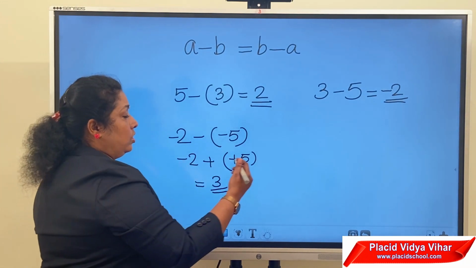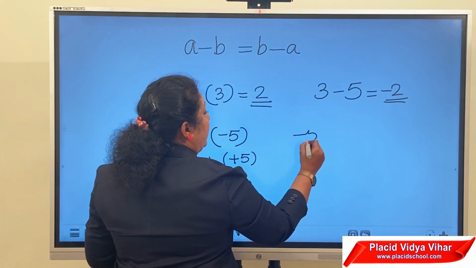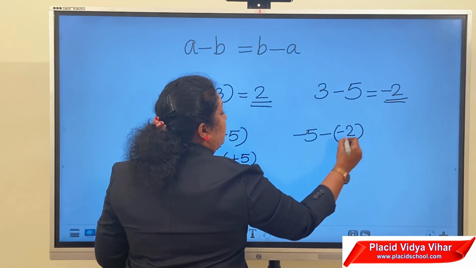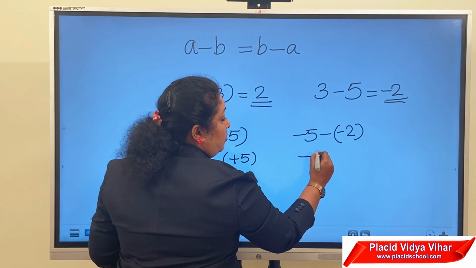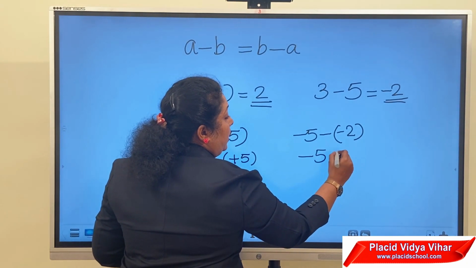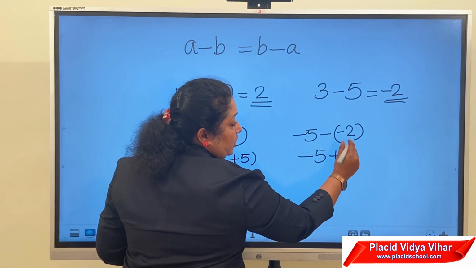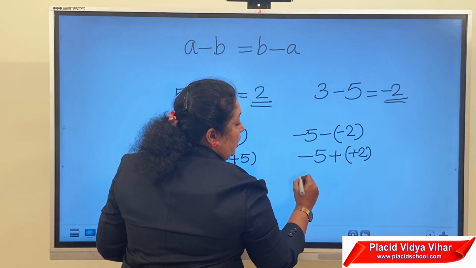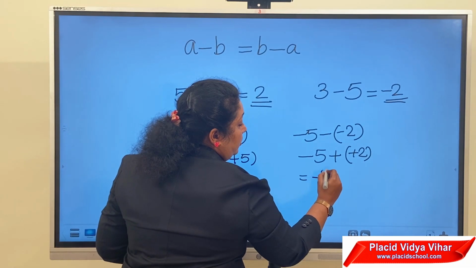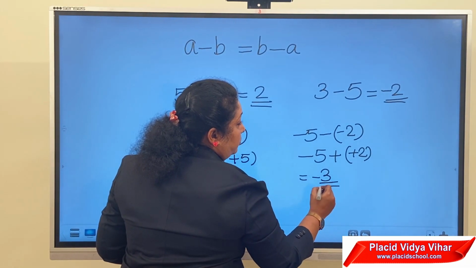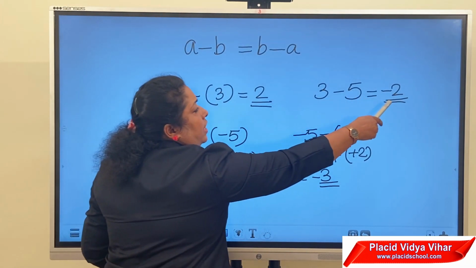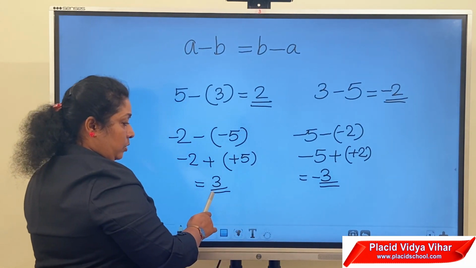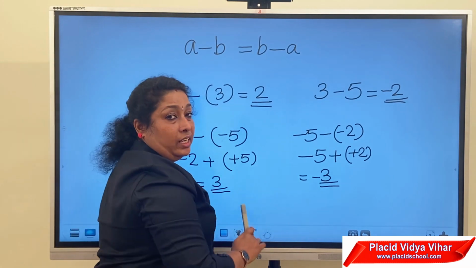The reverse order: minus 5 minus minus 2. The answer is minus 5 plus the additive inverse of negative 2, which is positive 2. So the answer is negative 3. Are these two answers the same? Here it is positive 2, here it is negative 2. Here it is positive 3 and here it is negative 3.